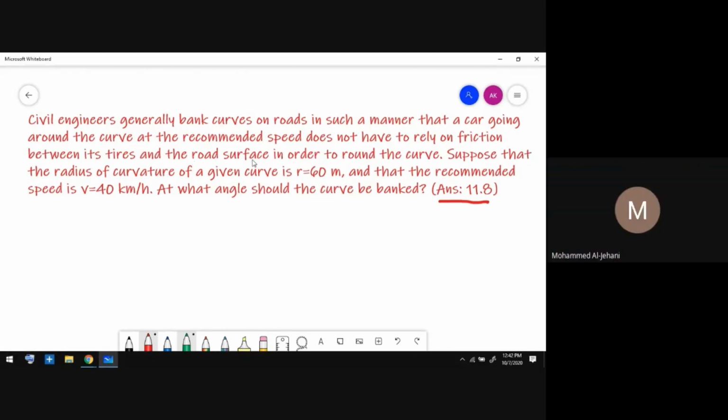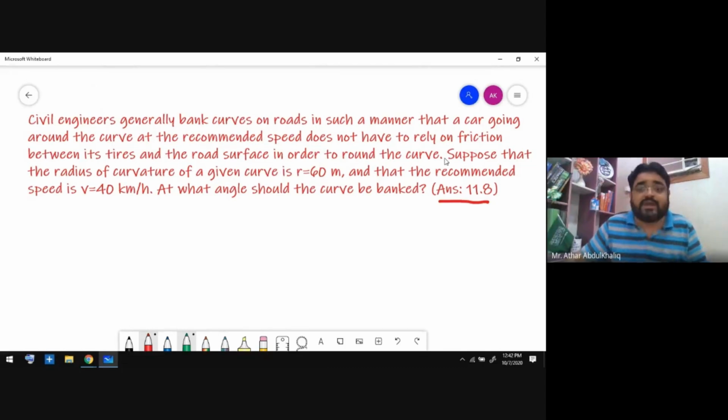To rely on friction between its tires and the road surface in order to run the curve. These three lines are actually explaining what I was explaining in that equation. Civil engineers usually bank the road. To bank the curve means to lift one side and keep the other side low. Why do they bank the curves on the road?